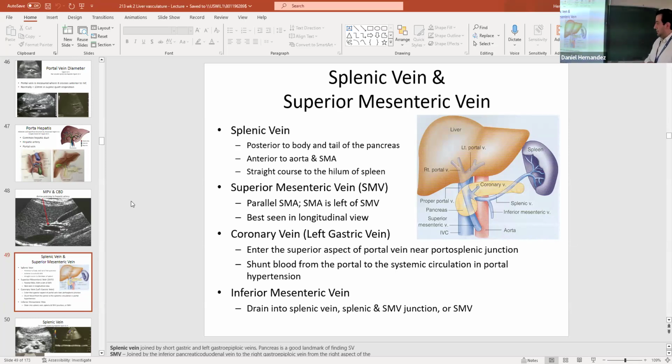When we get into portal hypertension, we'll see what we look for. We look for these varices, or dilated veins, that indicate portal hypertension. And then we have the inferior mesenteric vein, which drains into the splenic vein.